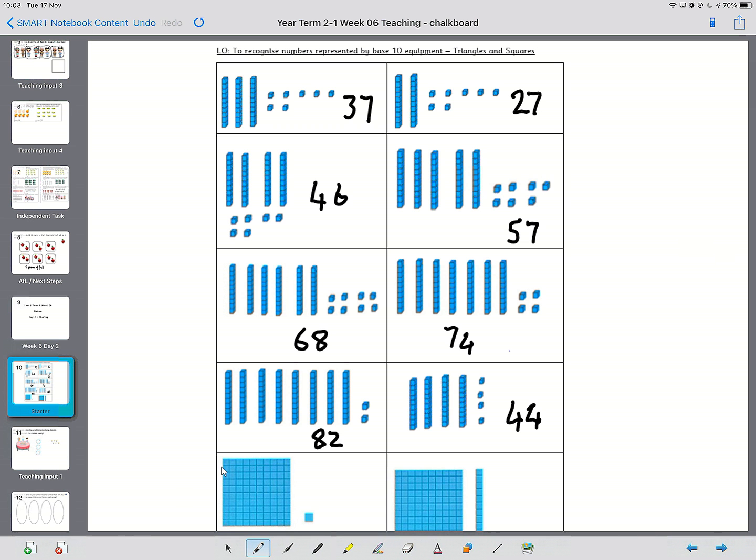Now this is 100 because it's 10, 20, 30, 40, 50, 60, 70, 80, 90, 100. So that's 10 tens. So we write the tens first, which now becomes 100. So we write 10 tens, and then there's 1 unit. So that becomes 101.